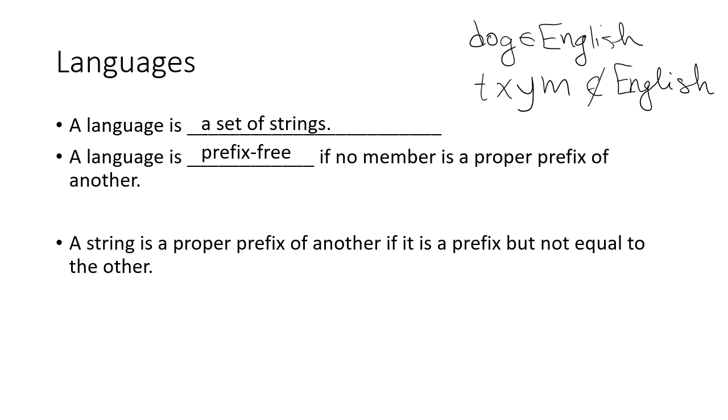English is not prefix free. You'll notice things like cat is an English word, and so is catamaran. And since those are both English words, it means that English is not prefix free. Good.